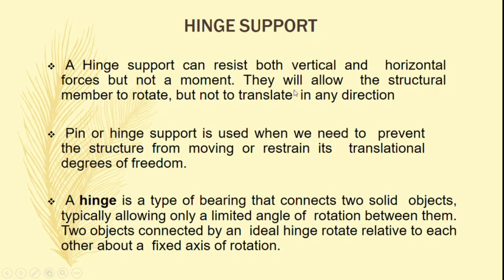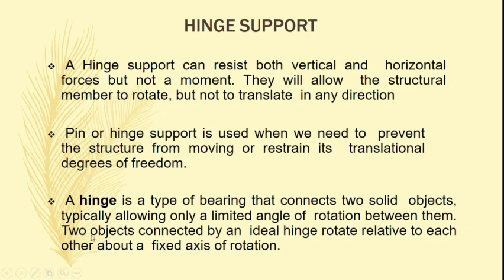You can understand that it allows the structural member, that is the beam, to rotate but not to translate in any direction. Pin or hinge support is used when we need to prevent the structure from moving, or restrain its translational degree of freedom. If we want to restrict the translational degree of freedom, then we use the hinge support. The hinge is a type of bearing that connects two solid objects, typically allowing only a limited angle of rotation between them.